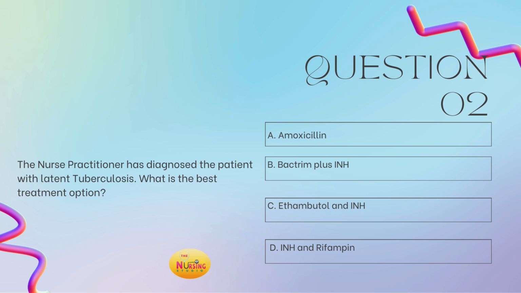But you're asymptomatic and the confirmatory tests are negative. It's latent. You're not contagious, but there's treatment that is still warranted. So that's why we move forward with our INH and rifampin.